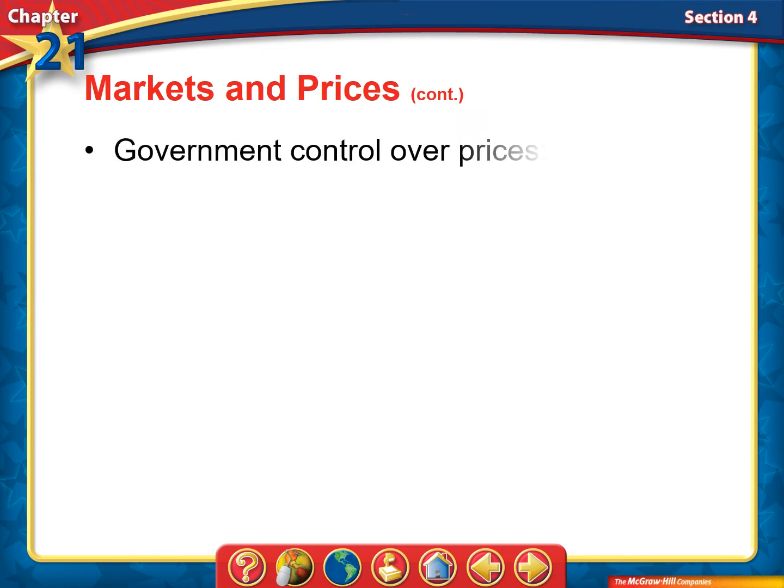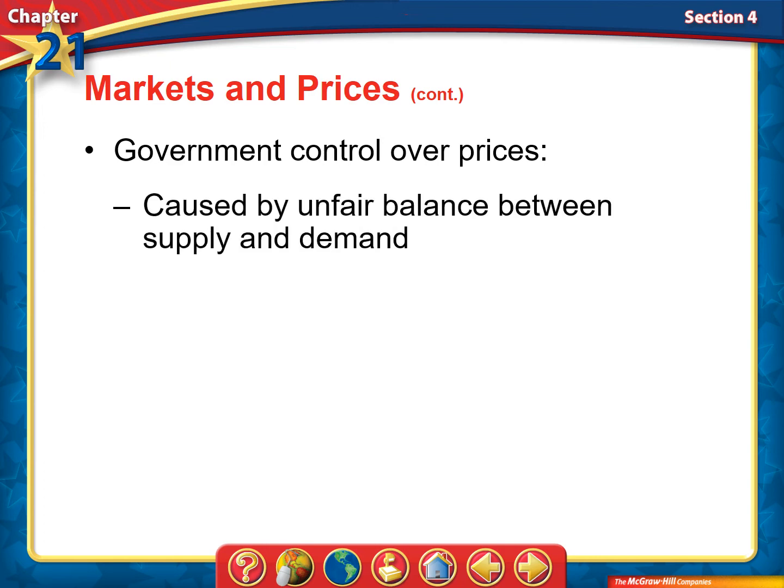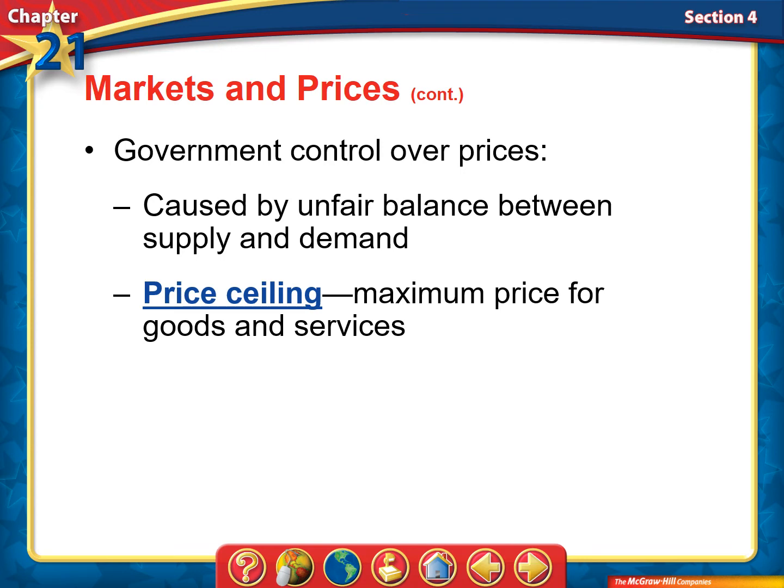Now, there is a degree, even in a free market, of government control over prices. If there is an unfair balance between supply and demand, the government may establish a price ceiling. A price ceiling is a maximum price that can be charged for goods and services, and this is set by the government. For example, when there is a fuel shortage, gas companies want to start charging outrageous prices because they know that people will pay it.